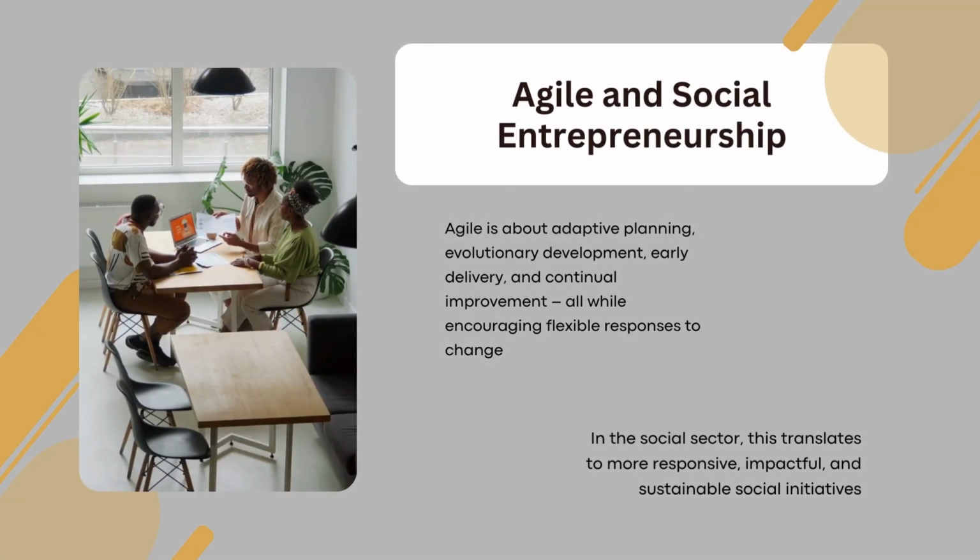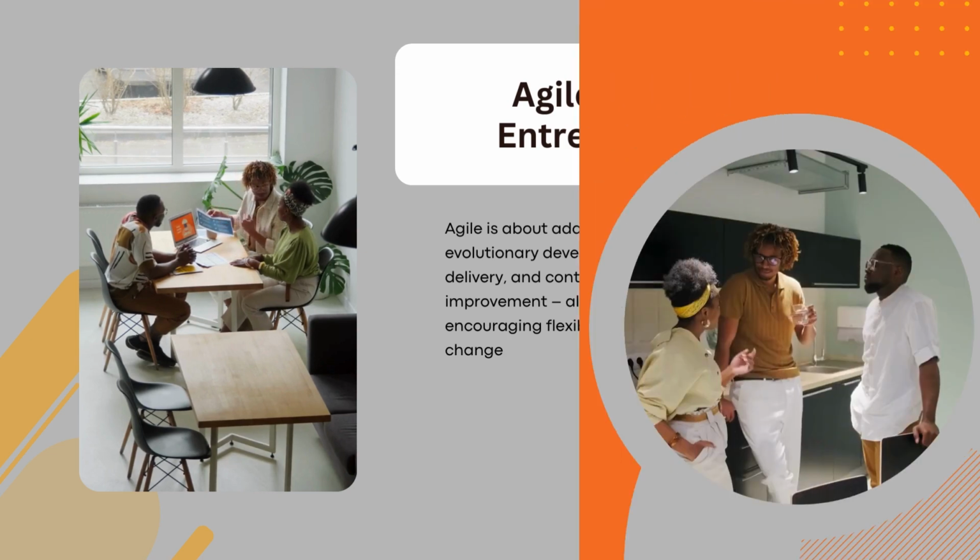Agile is all about adaptive planning, evolutionary development, early delivery, and continual improvement, underpinned by a readiness to embrace change. In the context of social entrepreneurship, these principles translate into creating initiatives that are more responsive to community needs, more impactful in their delivery, and more sustainable over the long term.